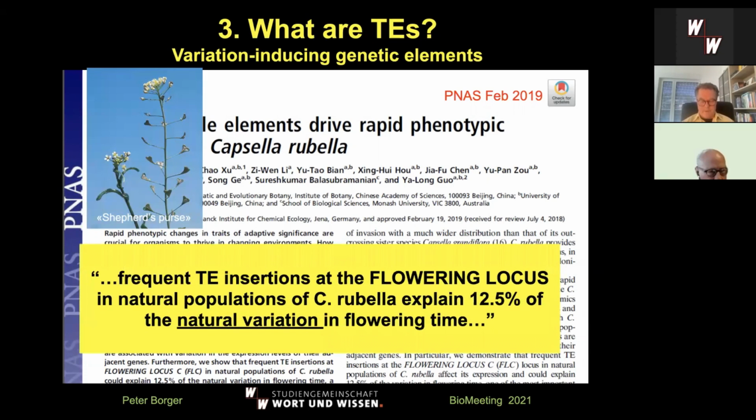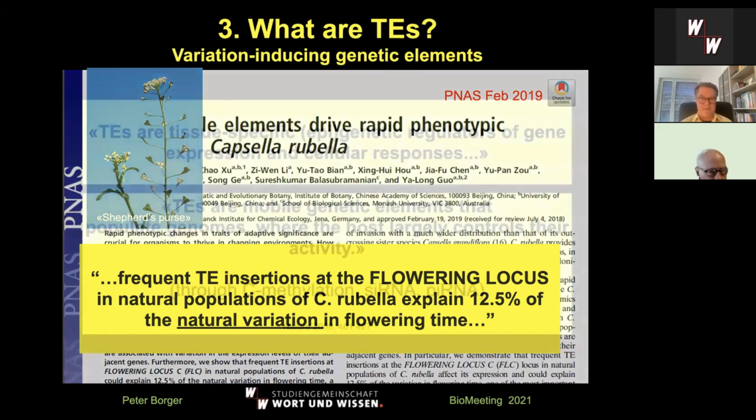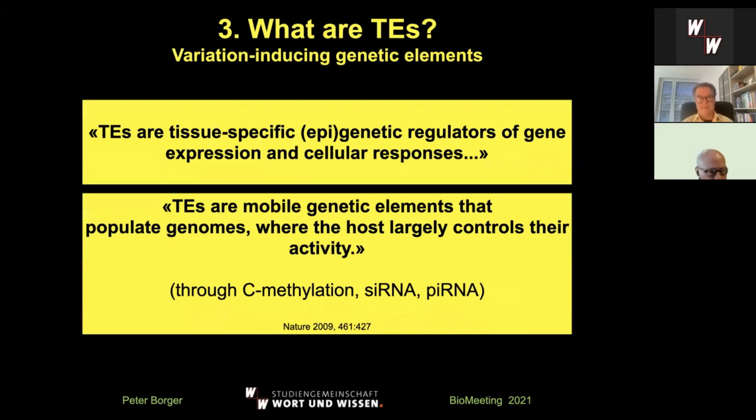Good. This is another recently published one: transposable elements drive rapid phenotypic variation in the shepherd's purse. It shows that most of the variation we observe here, for instance in flowering, is due to transposable elements. So the natural variation in nature that we observe is not just a random process, but we have mechanisms for that can be induced.